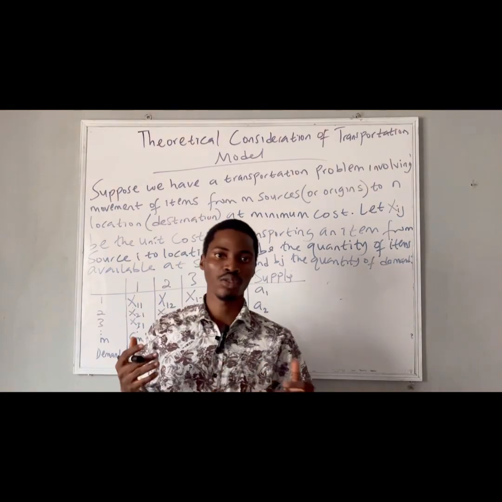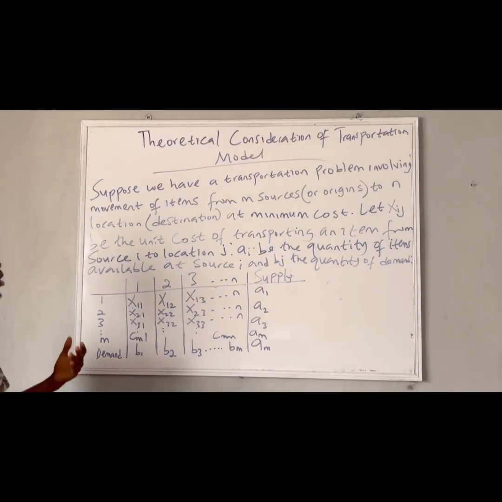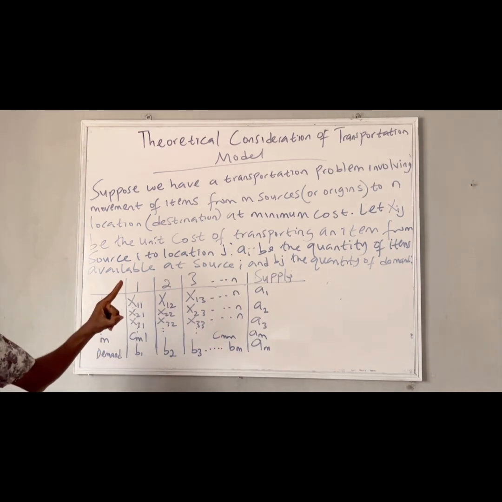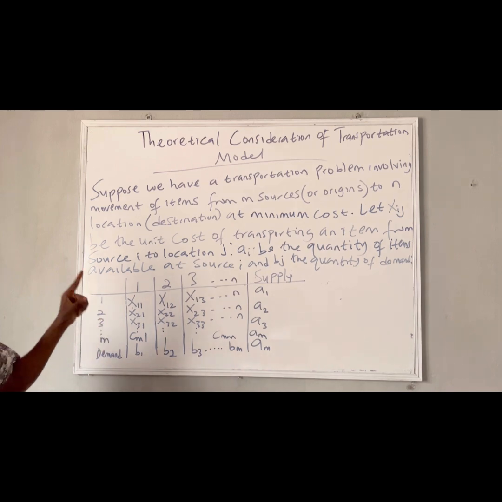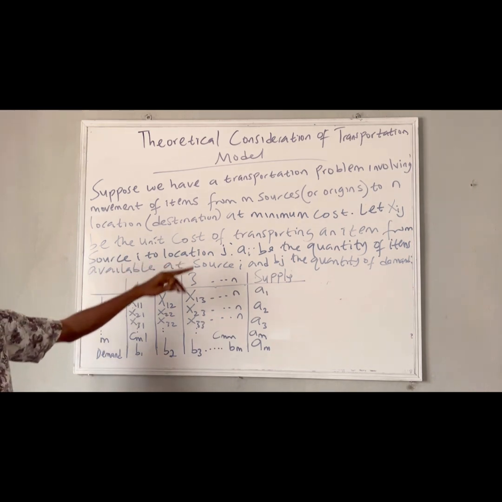Theoretical consideration of transportation problem. Suppose we have a transportation problem involving movement of an item from M sources or origins to N locations or destinations at minimum cost. Let Sij be the unit cost of transportation of an item from source I to location J.